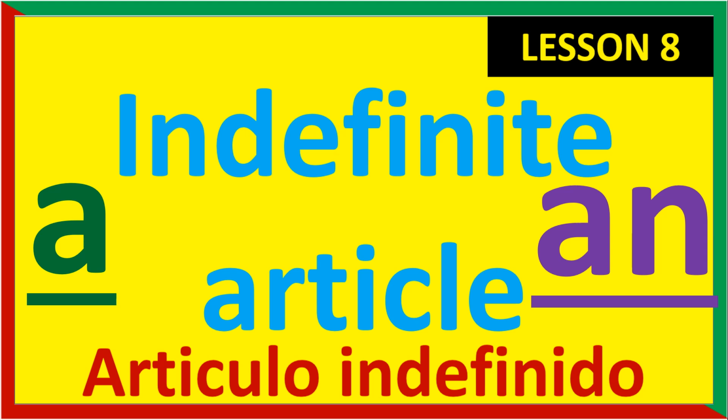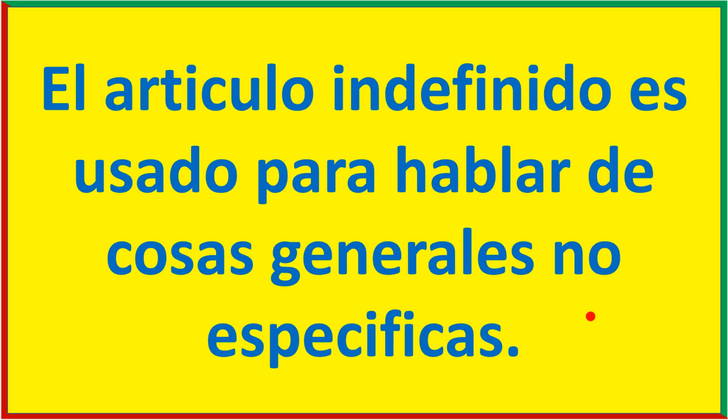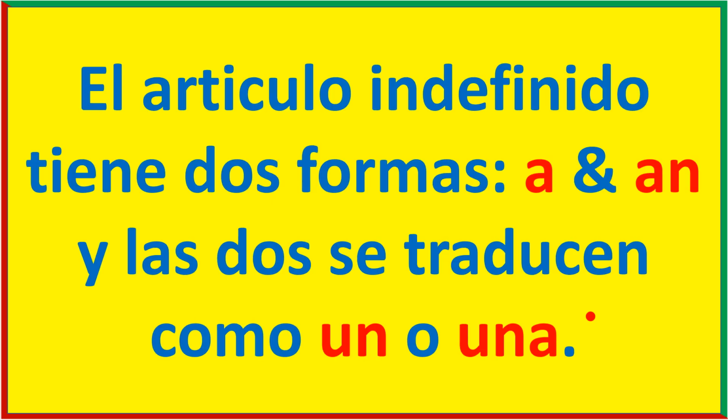Indefinite article. The indefinite article is used to talk about general things, unspecified things. The indefinite article has two forms, a and an, and both are translated as un or una.